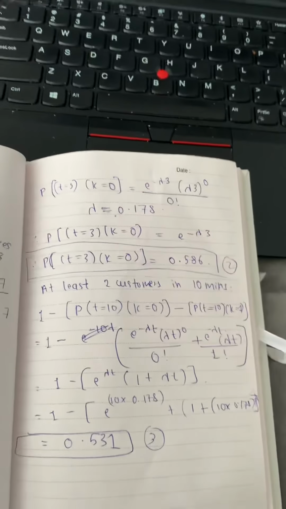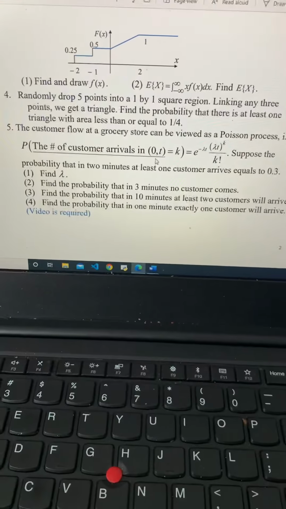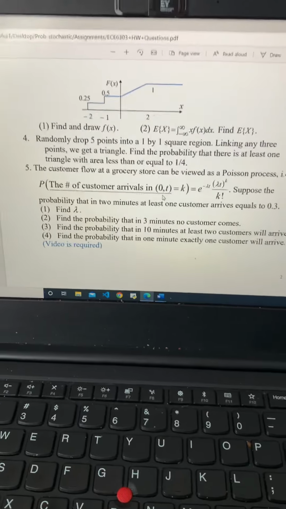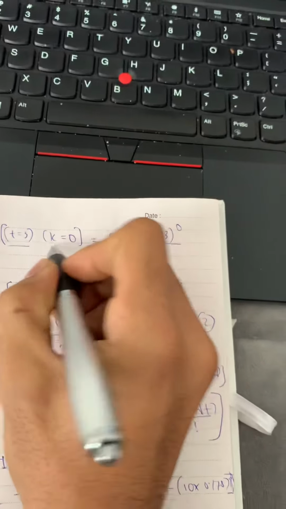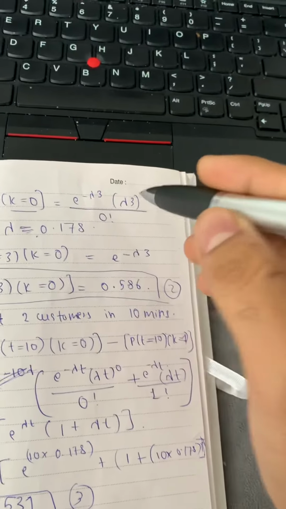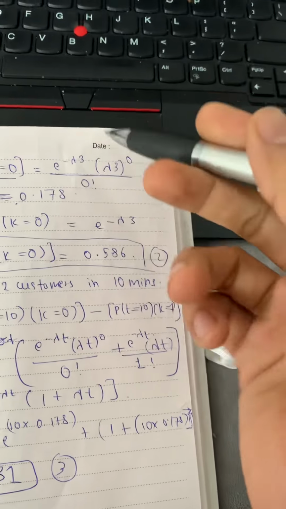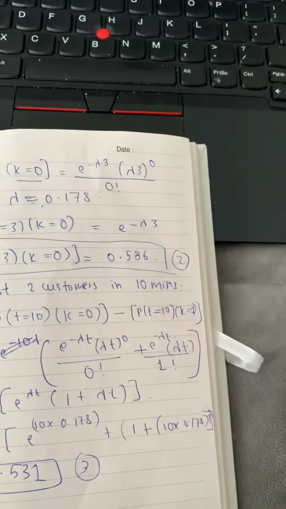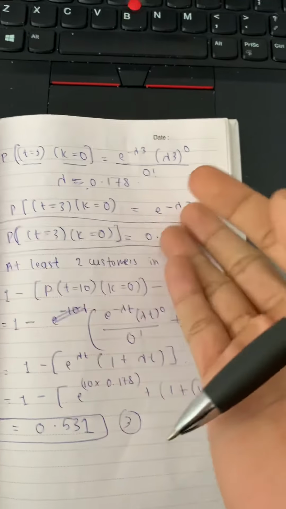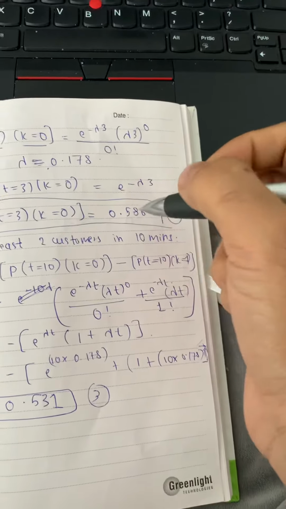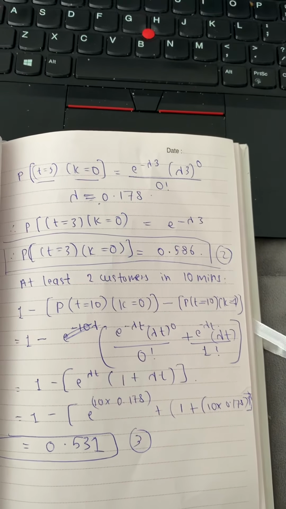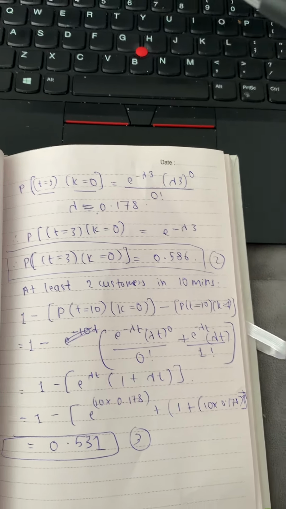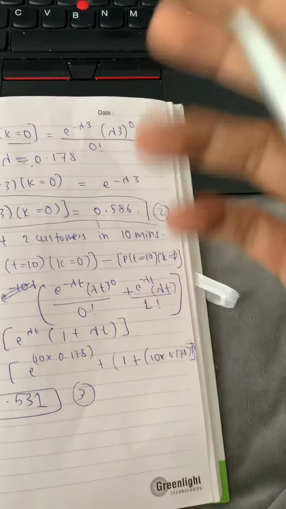Now for the second part, we have to find the probability that in 3 minutes no customer arrives. So here t is equal to 3 and k is equal to 0. Now we just substitute these values in the equation. Since we have both lambda and t, we can calculate our answer. It comes to around 0.586. So the probability that in 3 minutes no customer will arrive is 0.586.